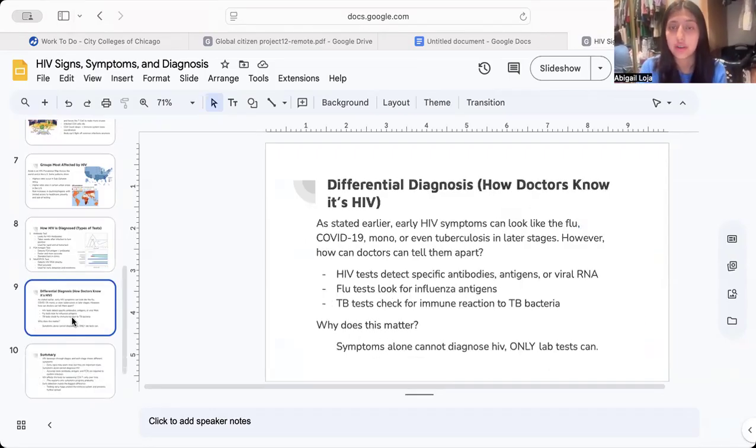For differential diagnosis, how do doctors know it's HIV? As stated earlier, early HIV symptoms can look like the flu, COVID-19, mono, or even tuberculosis in later stages. However, how can doctors tell them apart? HIV tests detect specific antibodies, antigens, or viral RNA. Flu tests look for influenza antigens, and TB tests check for immune reaction to TB bacteria. So why does this matter? Symptoms alone cannot diagnose HIV, only lab tests can.